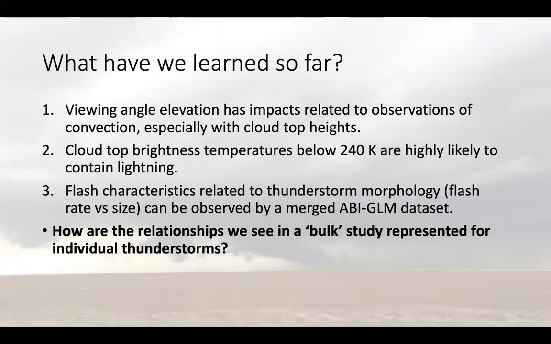So we've now learned that those flash characteristics that are related to thunderstorm morphology and the intensity of thunderstorms can also be observed by a merged ABI and GLM dataset.